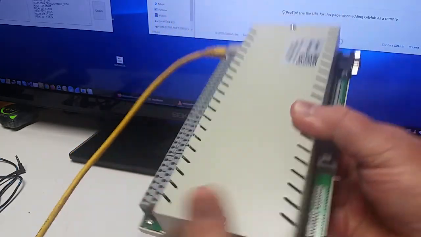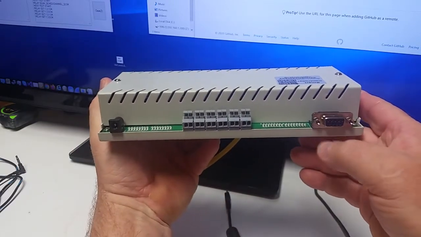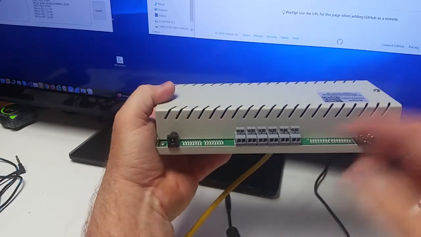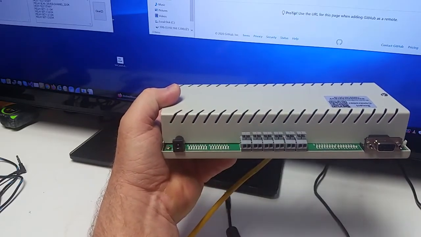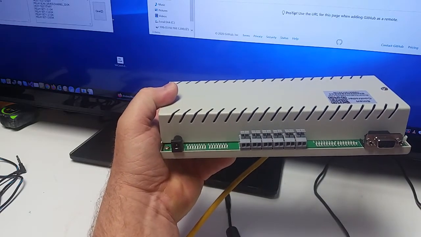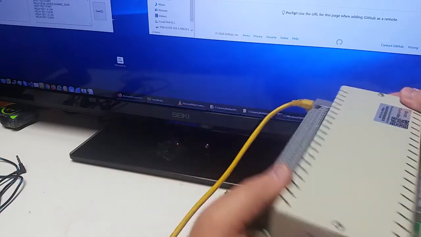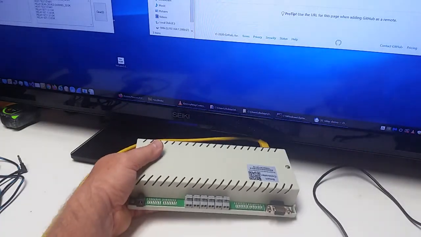If I had to complain about anything, it would be that they should have mounted the RS-232 into the metal plate, and they should have definitely mounted the power connector into the metal plate just for more strength. But other than that, I think there's really nothing to complain about when it comes to product build quality and that sort of thing.